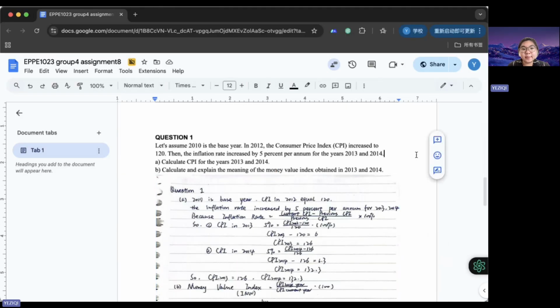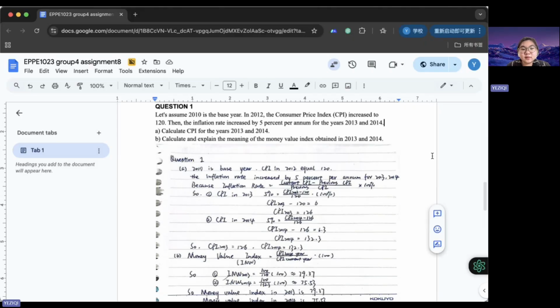Question 1. Assume 2010 is the base year. In 2012, the CPI increased to 120. Then the inflation rate increased by 5% per annum for the years 2013 and 2014. Part A is to calculate the CPI for 2013 and 2014. Part B is to calculate and explain the meaning of the money value index in 2013 and 2014.